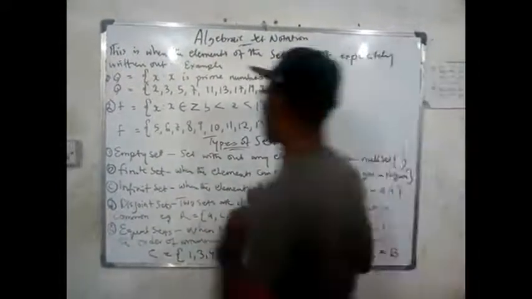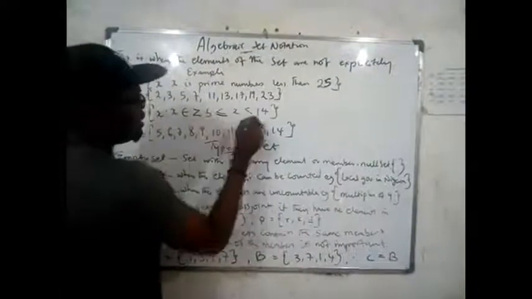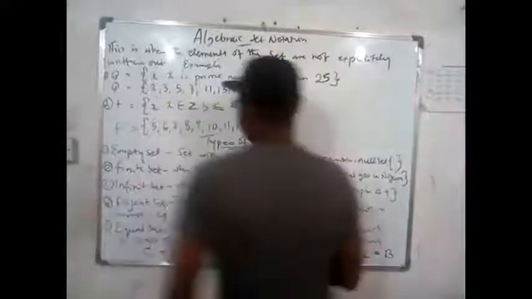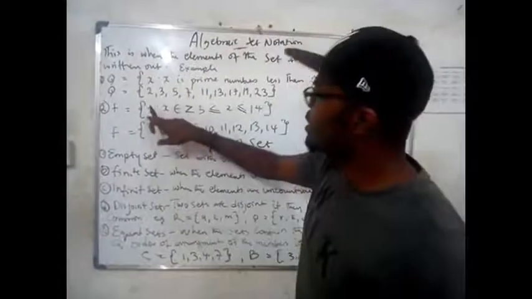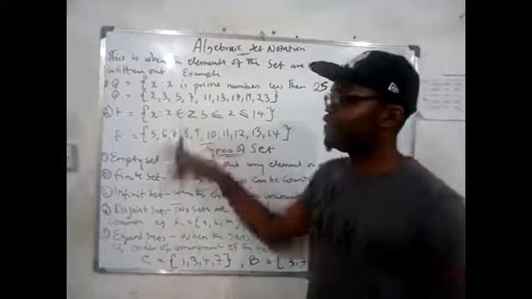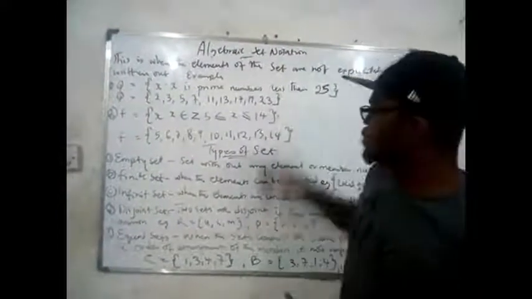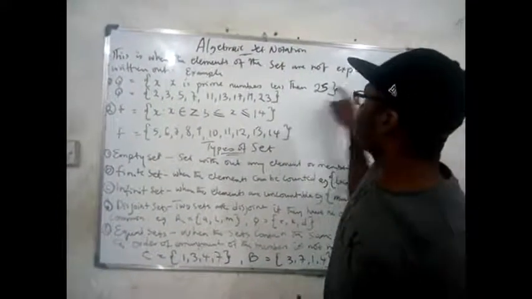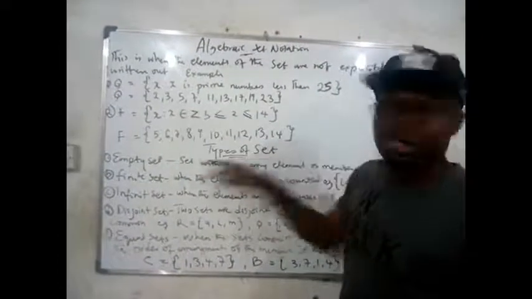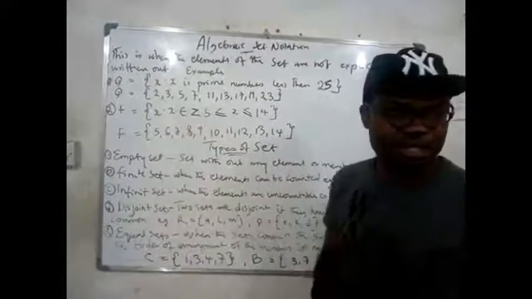But whenever you have equal to, it means that the extremes are included, you understand? Between 5 to what? 14. Is that clear? So this is what we call algebraic set notation, and this is the explicit form of writing the sets, you understand? So these two sets are equal, these two sets are the same thing, only that one is written in algebraic set notation, and the other one is written explicitly. Is that clear? Now we look at the types of sets.